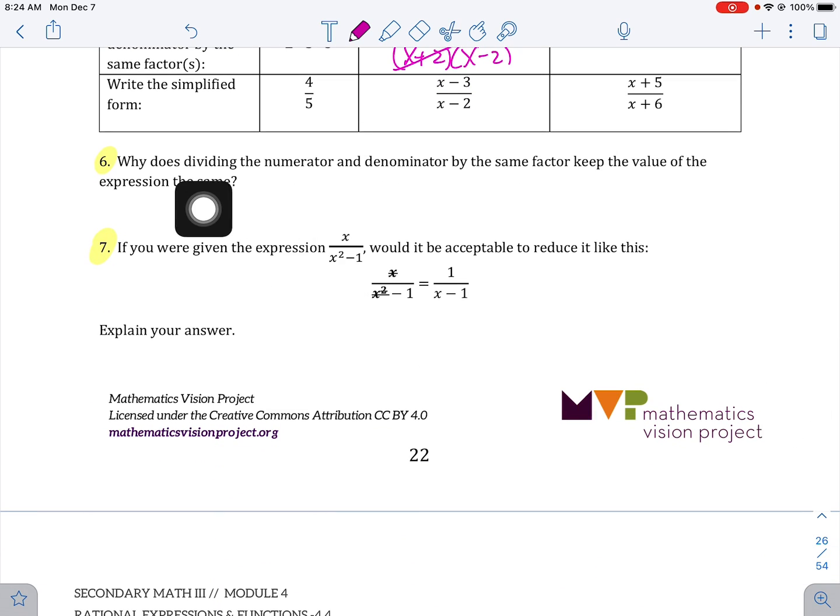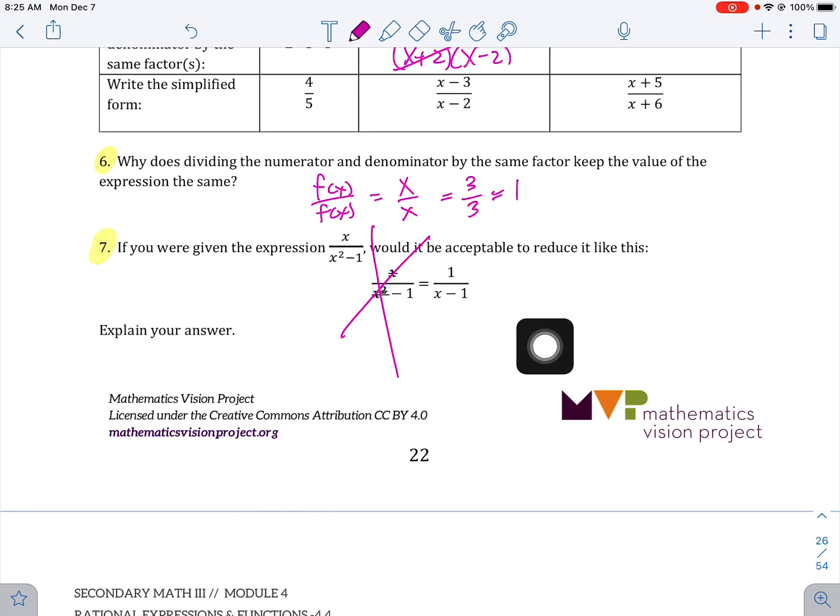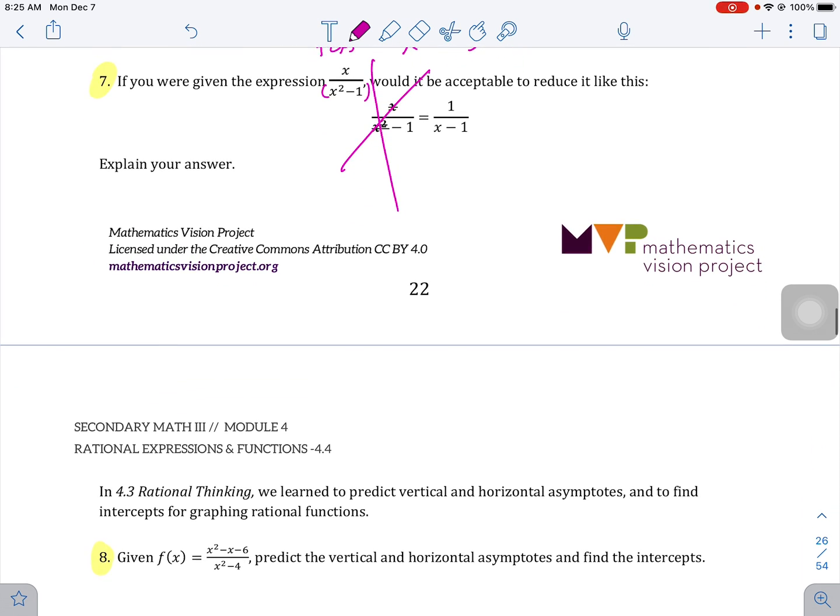Here's another thing you don't want to do. Why can you divide the numerator and denominator by the same factor? Because really f of x over f of x, or x over x, or any number divided by itself is always equal to 1, and that's why you can simplify it. But think about this one. You can't do this. Do not do that, because the x squared minus 1 applies to x, that entire expression. Okay, think of it as in parentheses here. You can't split that up. All right, and it's kind of a distributive property reason for that.